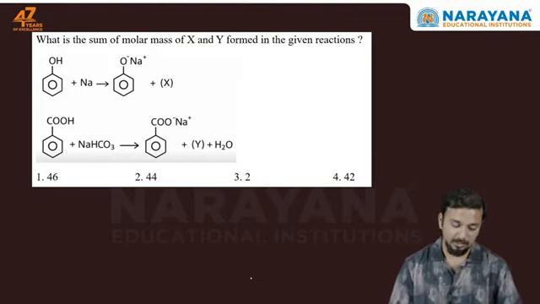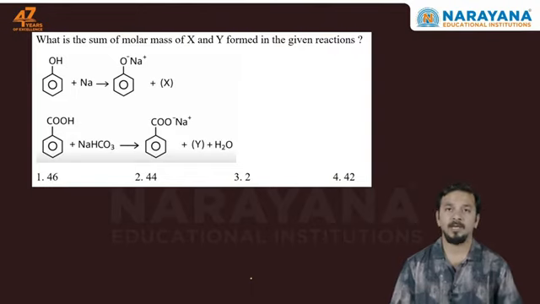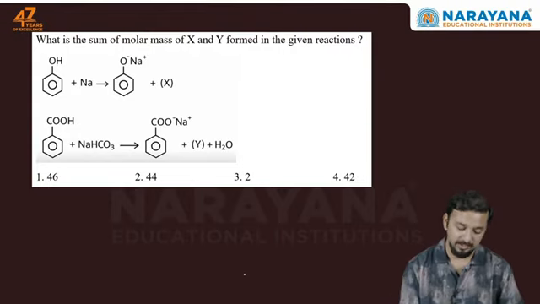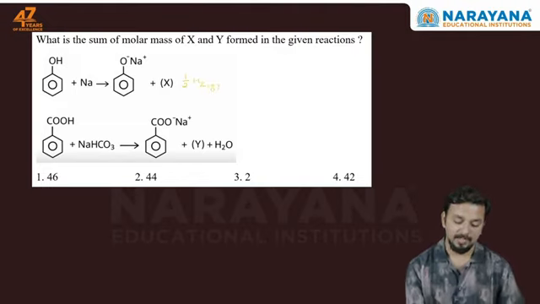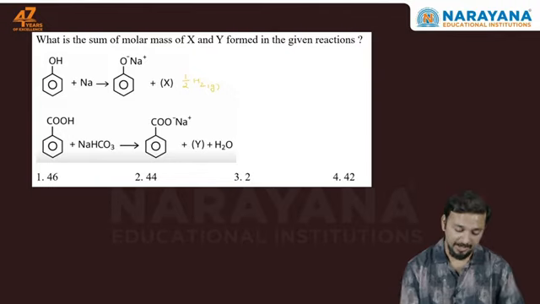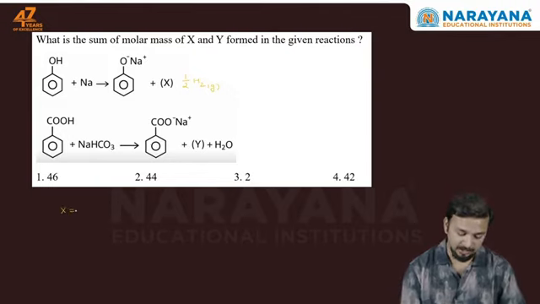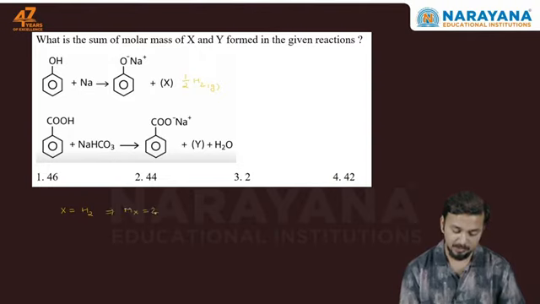So first of all, we have to find what is X and what is Y, and then we have to find the molar mass. So we know when phenol is reacted with sodium, it forms sodium phenoxide, and X over here will be hydrogen. If you see the balanced equation, half H2 gas will be produced. So X is hydrogen, which means the molar mass of X will be 2.